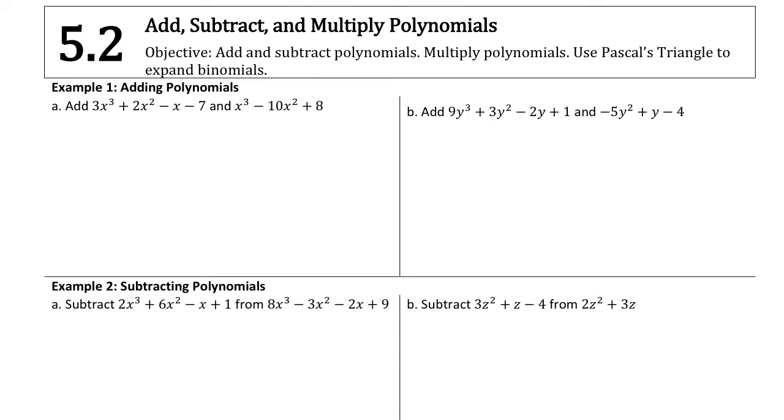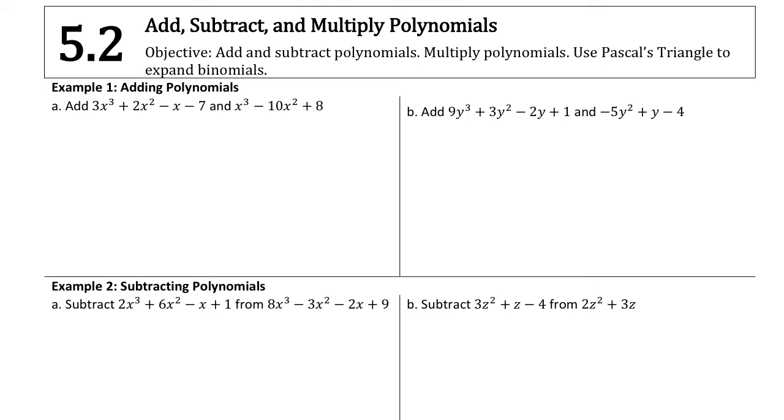So this lesson has us add, subtract, and multiply polynomials. So the main thing you got to understand here is what like terms are. Okay, so adding polynomials, you're combining like terms by adding. So I'm going to rewrite this as addition.